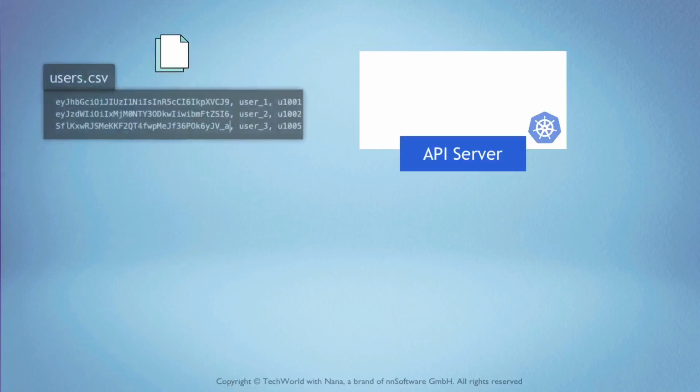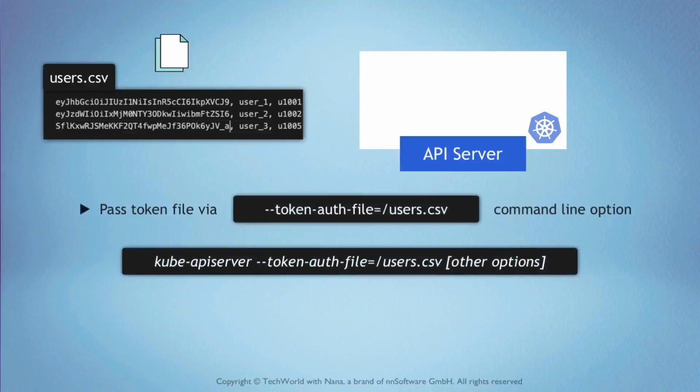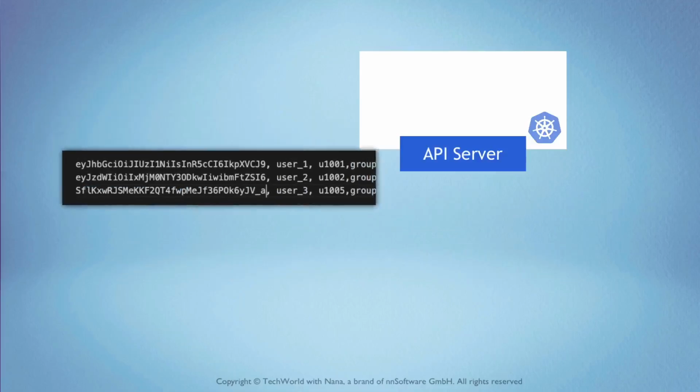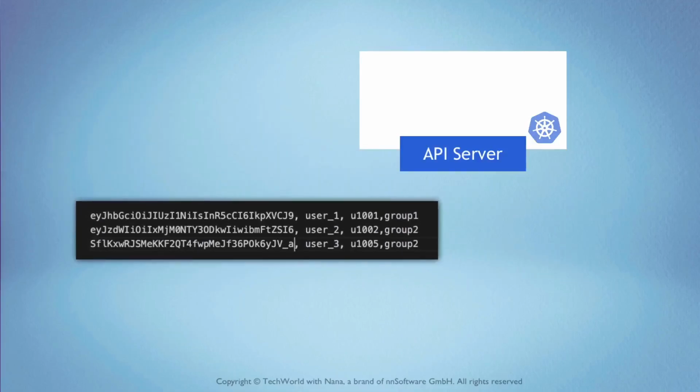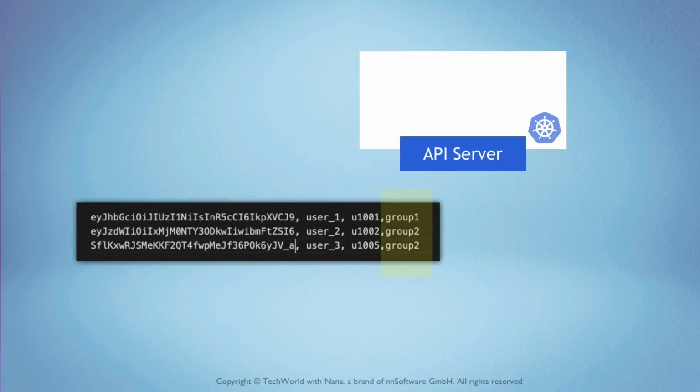So these are examples of token files for defining users. You can pass these files to API server so that API server knows where to look up the user information to authenticate users when they try to connect to the cluster. If you want to define groups that users belong to, you can simply add a group column in this users file, in this static file, and this will give you users and groups in the cluster.